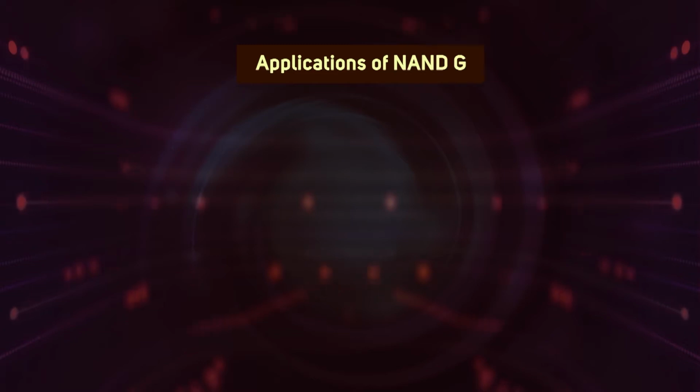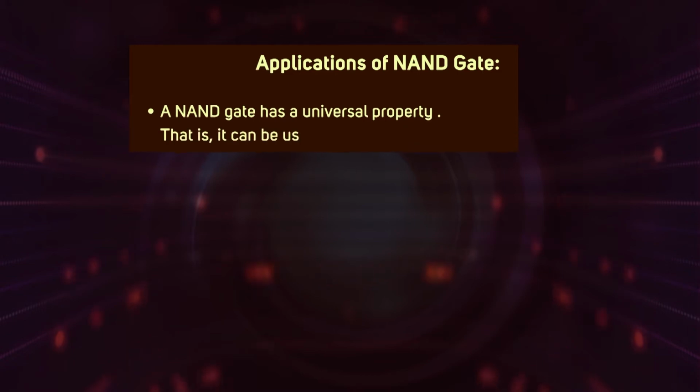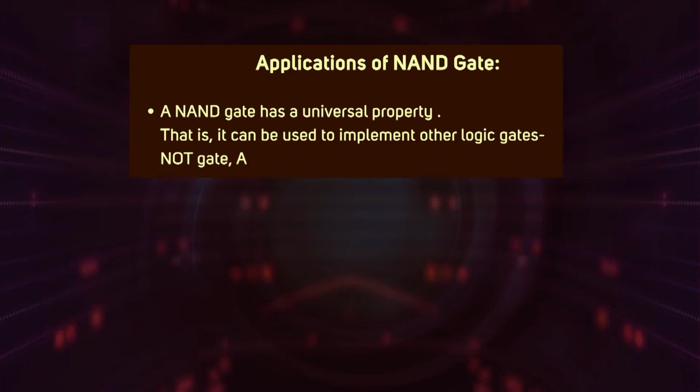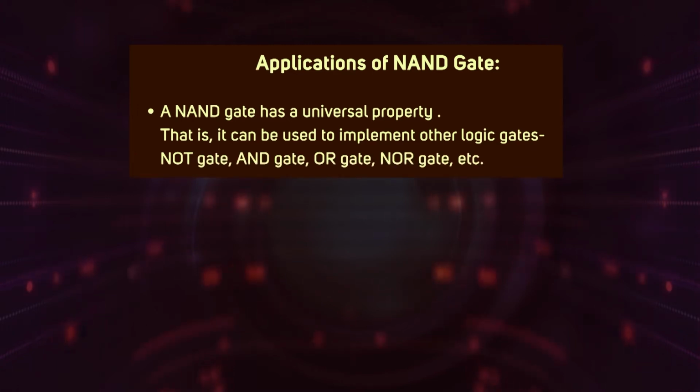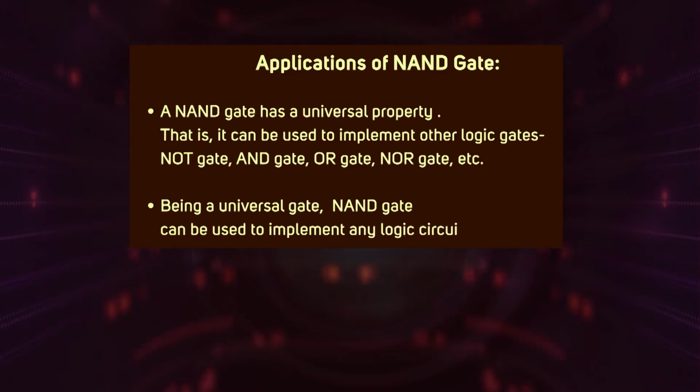Now, let us see what are the applications of NAND gate. A NAND gate has a universal property, that is, it can be used to implement other logic gates, NOT gate, AND gate, OR gate, NOR gate, etc. We will be discussing the universal property of NAND gate later in this session. Being a universal gate, NAND gate can be used to implement any logic circuits.